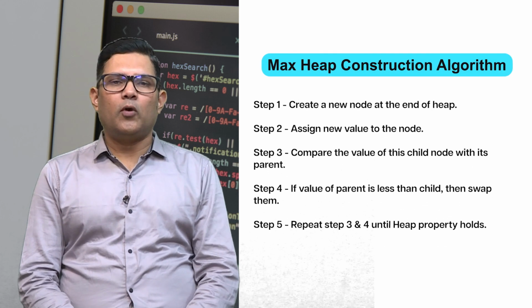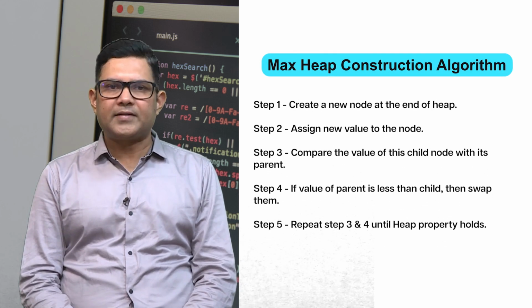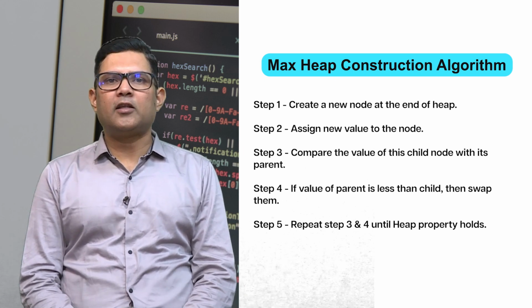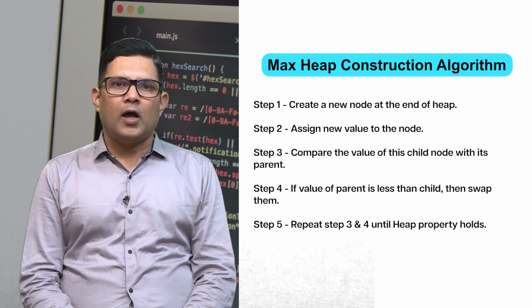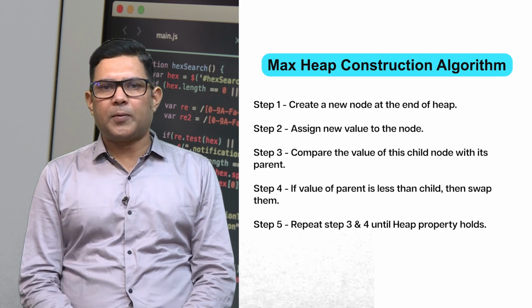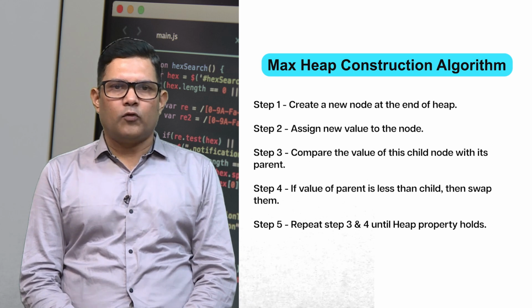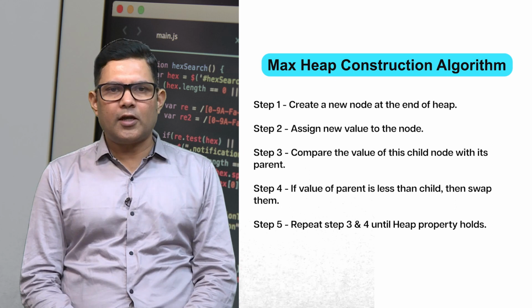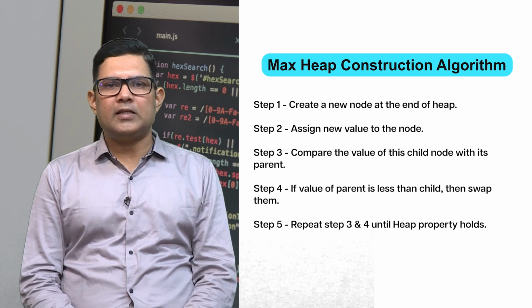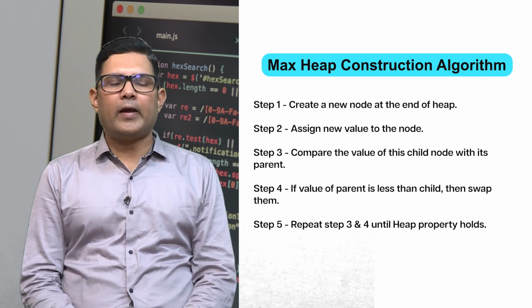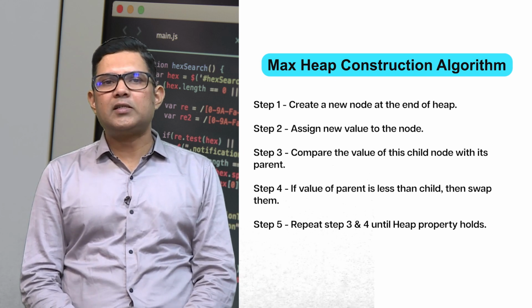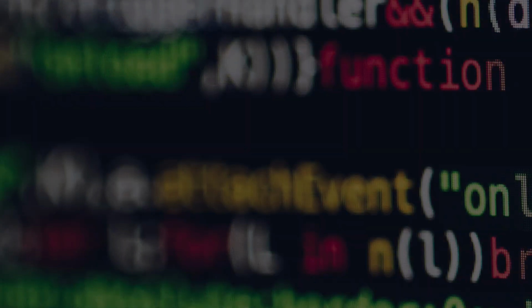So this algorithm will describe the construction of a max heap. In step 1, a new node will be created and it will be added at the end of the heap. In step 2, we will assign the new value to that particular node. In step 3, we have to compare the value of the child node with its parent. In step 4, if the value of the parent is less than the child, then we have to exchange or swap the elements. In step number 5, we have to repeat steps 3 and 4 until the heap property is satisfied.